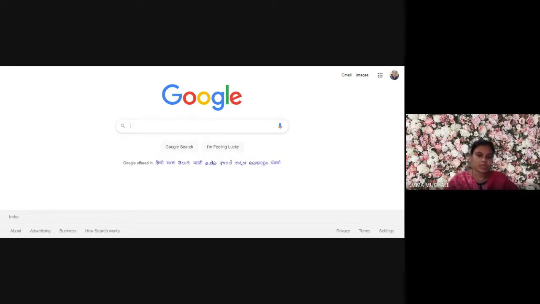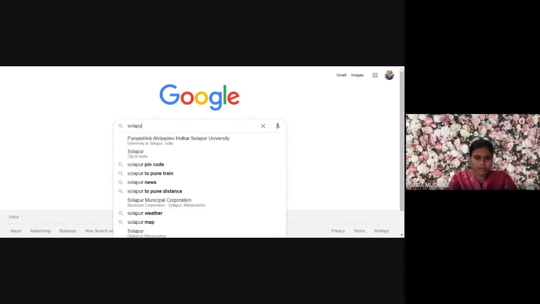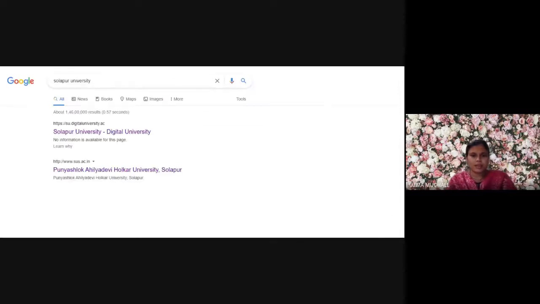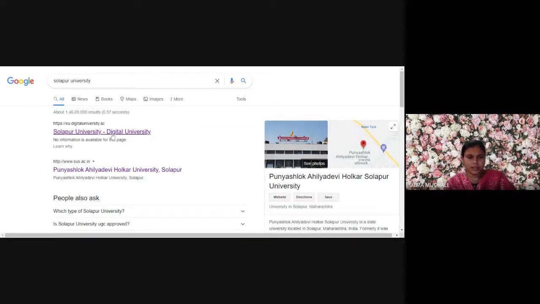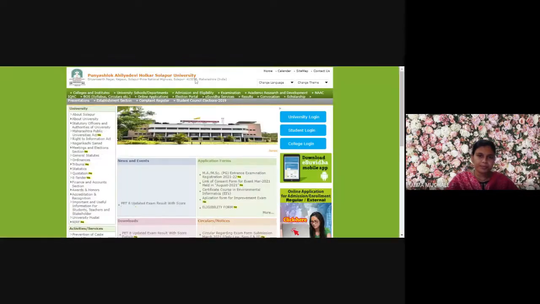So, how to search it? First, you have to go to the university page, right? In there, you can select the first one also and the second one also. There are two websites of our university. The first one is SU Digital University. The second one is www.sus.ac.in. Okay. Actually, I am familiar with the first one, so that's why I am selecting that one.